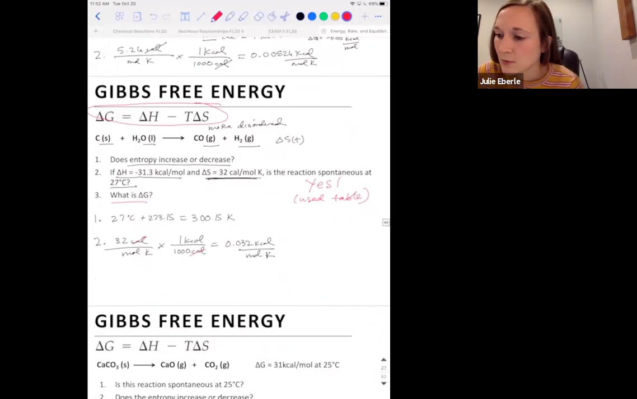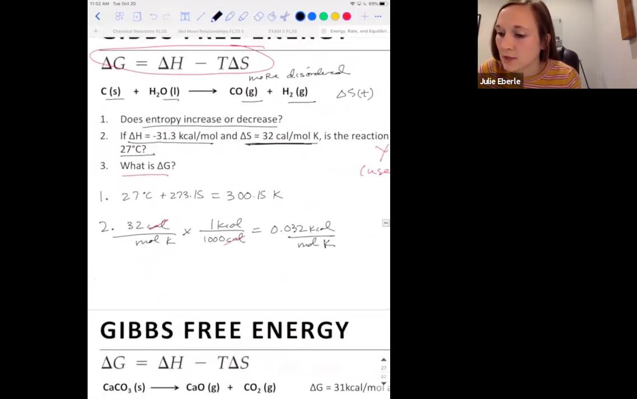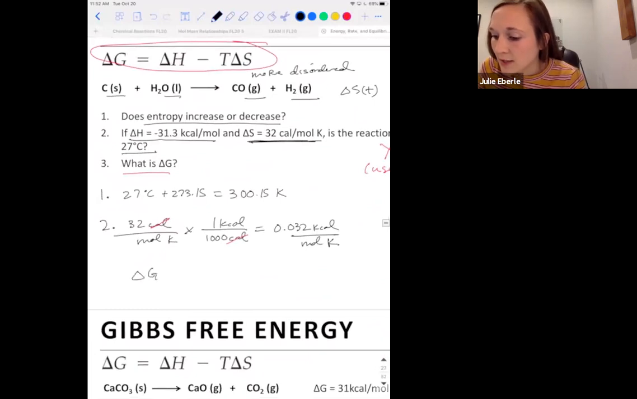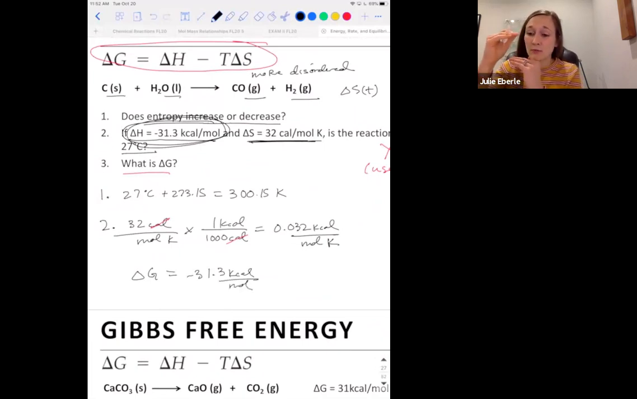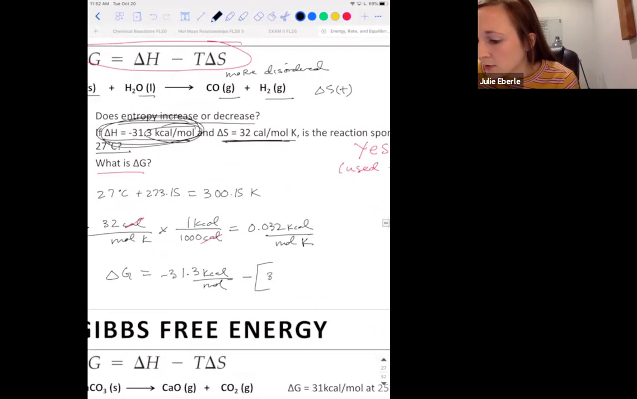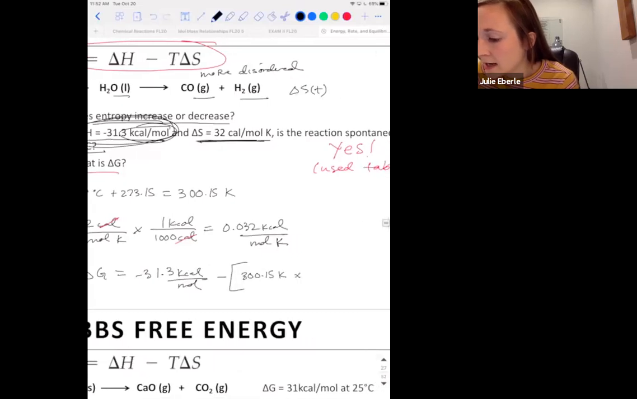All right, now that we have these, we're just going to plug it into our equation. Calculate delta G. So delta G equals delta H, and our delta H is negative 31.3 kcal per mole. And I like to write them as an actual fraction. Remember, kcal on top, mole on bottom, instead of writing it how it's typed there. And then you're going to do minus. I put it all in brackets. We're going to plug in our temperature, 300.15. Don't forget the 0.15 Kelvin times 0.032 kcal per mole times Kelvin.